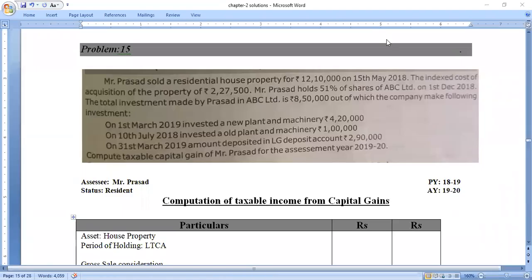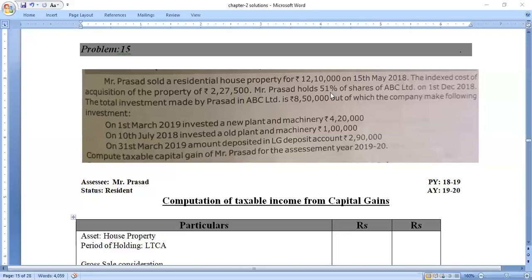Next, problem number 15. Mr. Prasad sold a residential house property for rupees 12,10,000 on 15th May 2018, that is in the previous year 2018-19. The index cost of acquisition of the property is rupees 2,27,500. So here they have given the index cost of acquisition, so the asset will be a long-term capital asset.